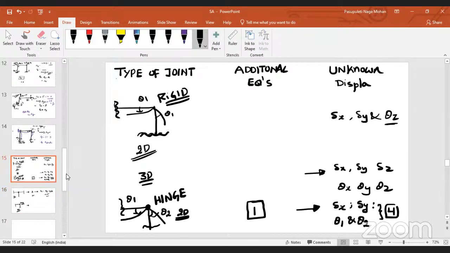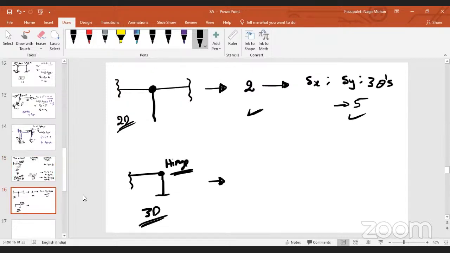If it is 2D, how many additional equations? 1. Can you tell me what this equation is? Moment. If this is point C, MC is equal to 0. Now, what happens if it is in 3D? What is the change that you will observe? 2. What are they? Moment, rotation.